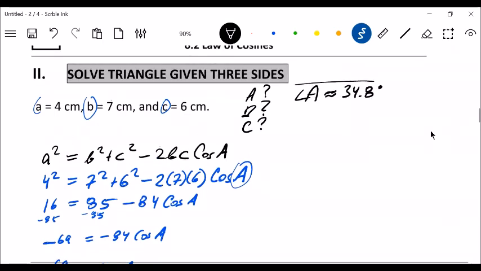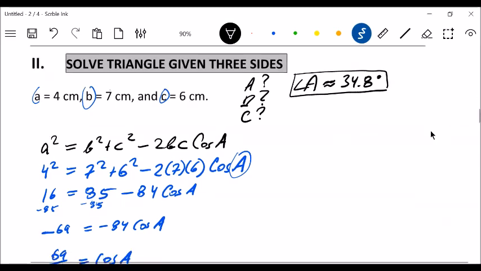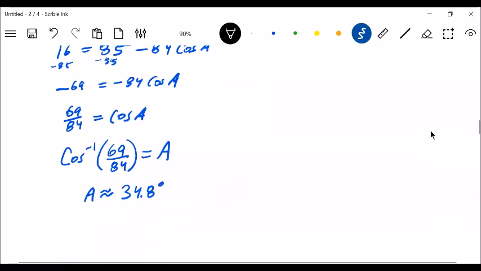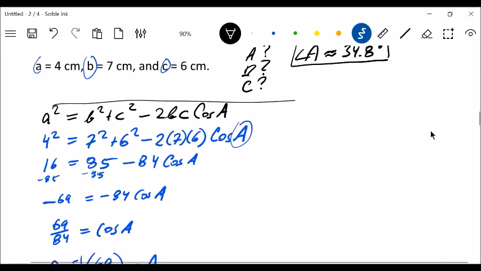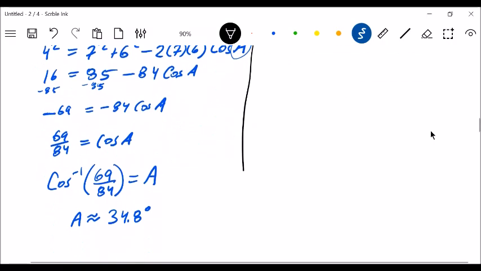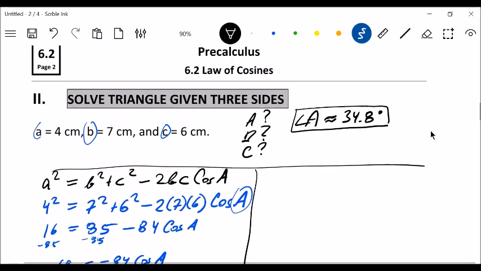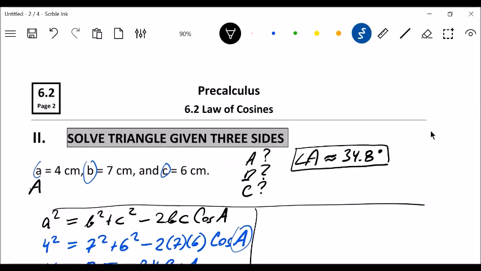So that's one of my answers here. Now I have to find the other angles. Well, at this point, now that I have that, I can actually use the law of sines, because, let's make an arrow here, I now know angle A to go with this. That angle A is 34.8 degrees. So I can put these two in the law of sines.